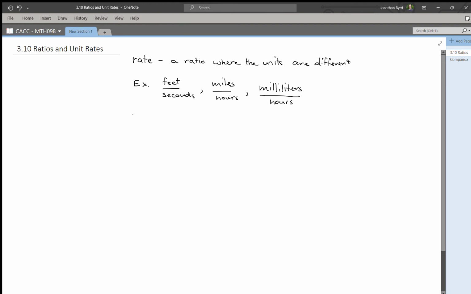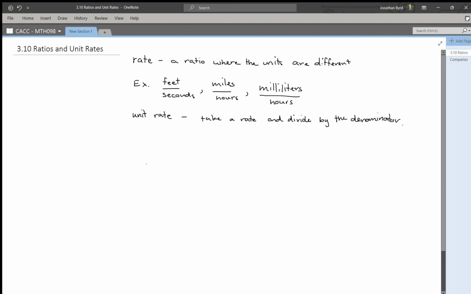There is then the idea of a unit rate, which is essentially where you take a rate and divide by the denominator. So you divide by the denominator of the rate, and what you end up with is a denominator of 1.